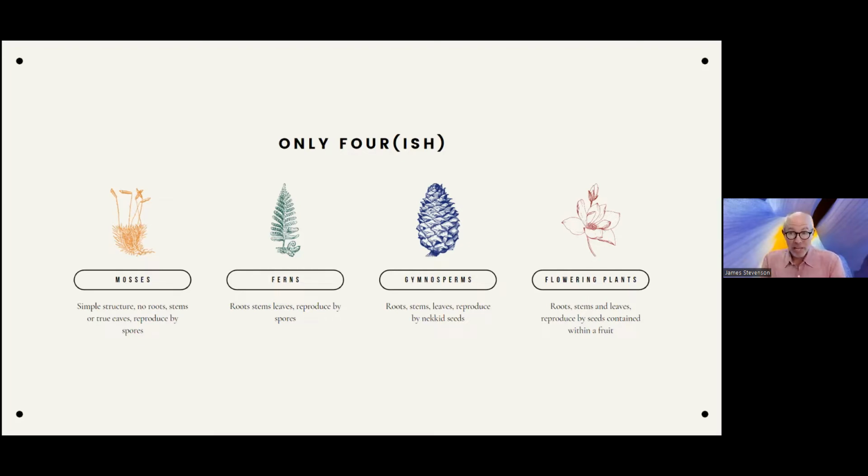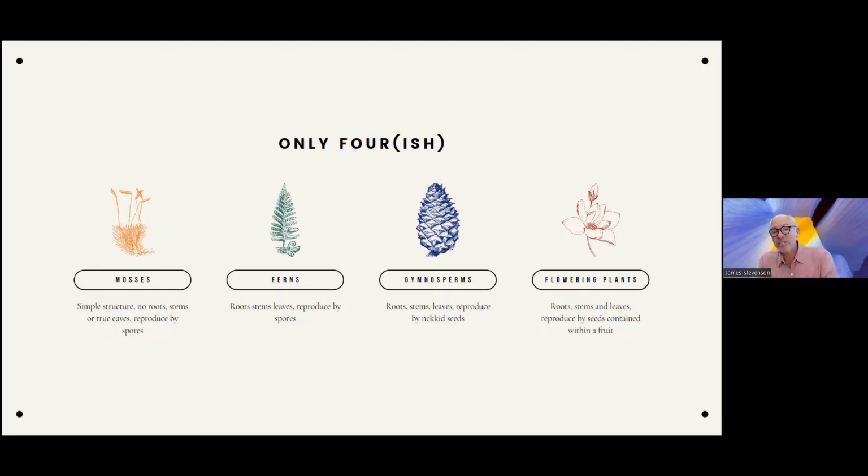Stepping up in complexity and along a timeline from when mosses began colonizing the earth, eventually diversified, mutated, and led to the arrival of a group of plants called the ferns, which you've probably heard of. That's our second group. They're more complicated in their structure. They have roots and stems and leaves. They still reproduce by spores, very ancient.